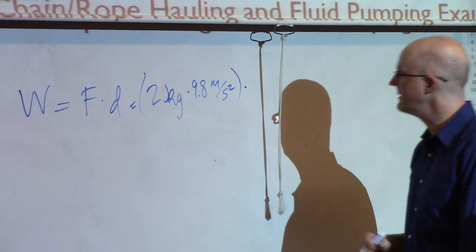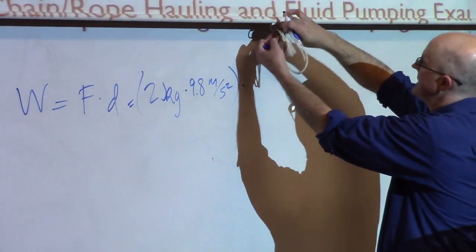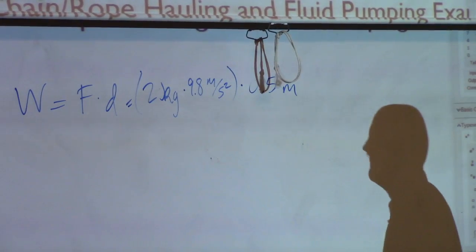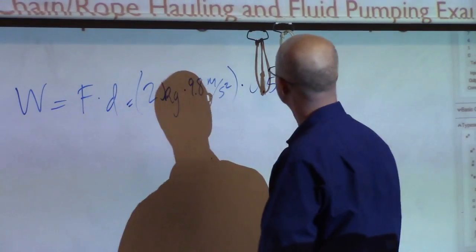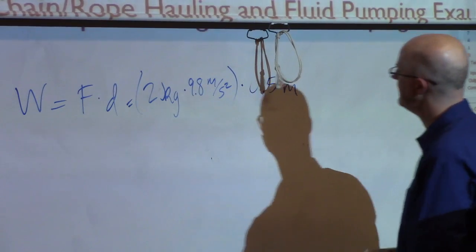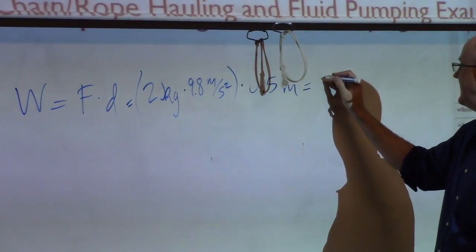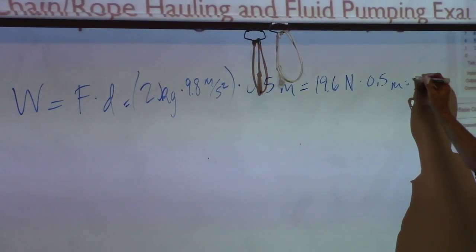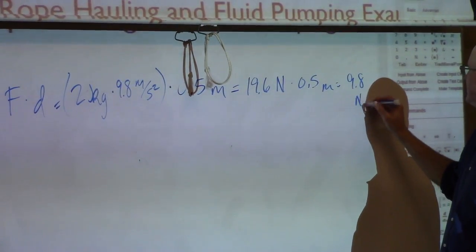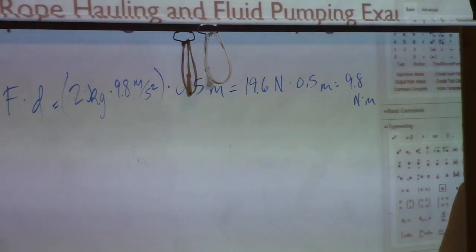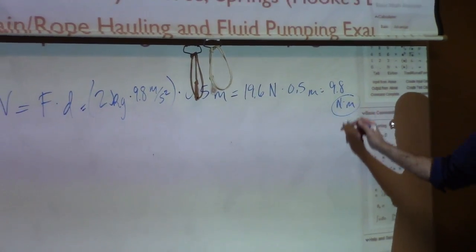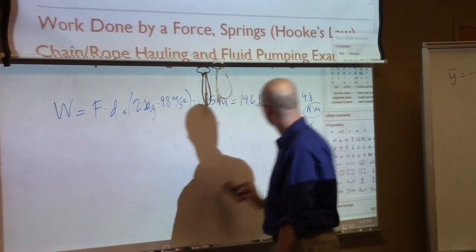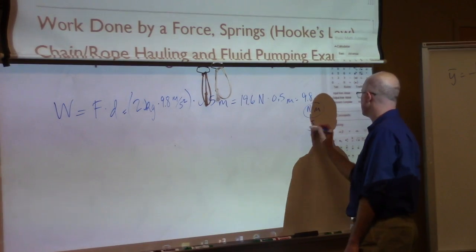And I could move it 1 meter. Let's pick something different than 1. What if I move it 0.5 meters? Okay, I'll go ahead and keep it at 0.5 meters. This ends up being 19.6 newtons times 0.5 meters, which is 9.8 newton meters. Newtons times meters for the units. This unit has a special name. It's called joules, and you use the letter J for it.